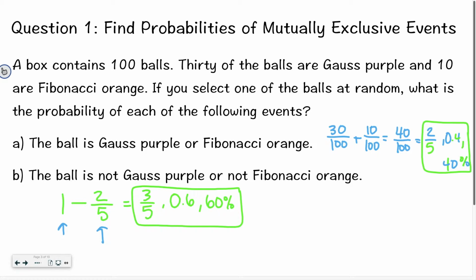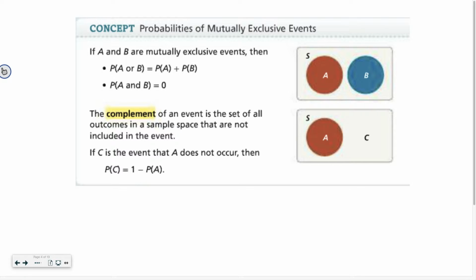So a complement is the other part of the set that makes it whole. If I'm looking at all of the purple and orange balls, the complement would be the rest of them that are not purple and orange, okay? So here's a nice little screenshot for you. It helps you figure out, if we're talking about mutually exclusive, how to find the probabilities.